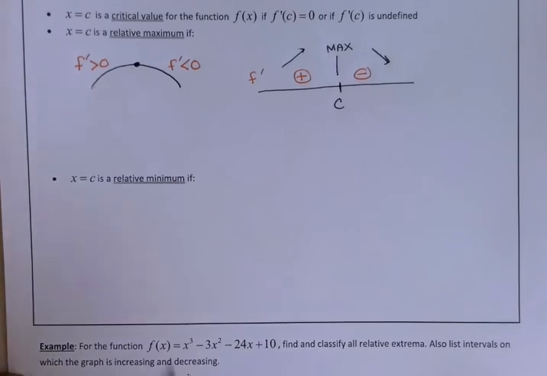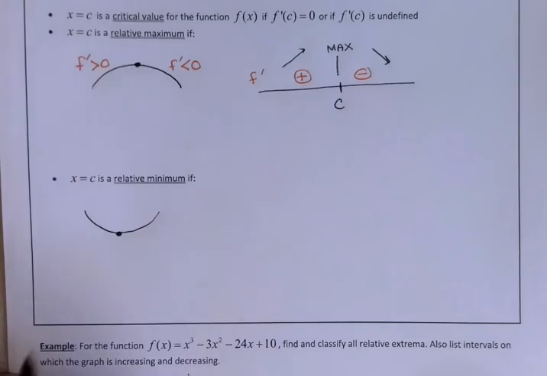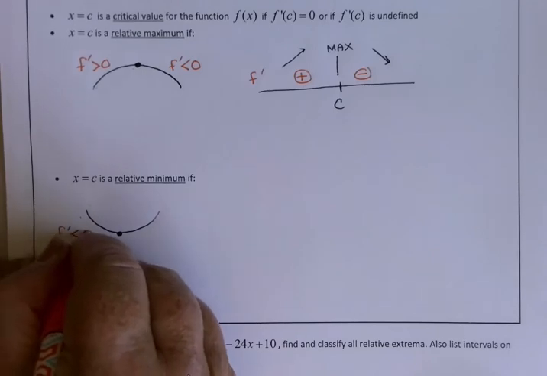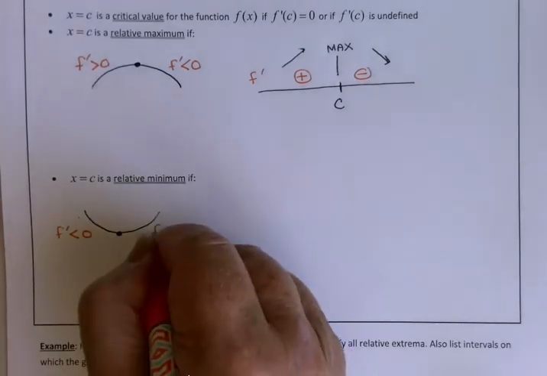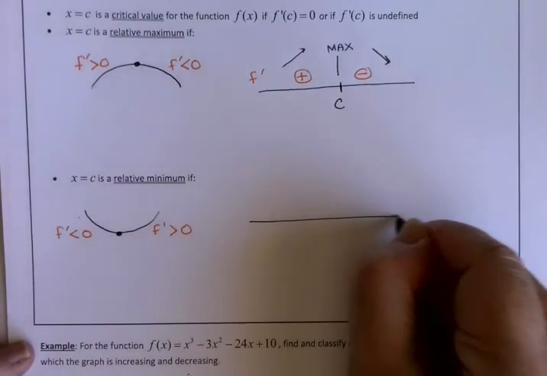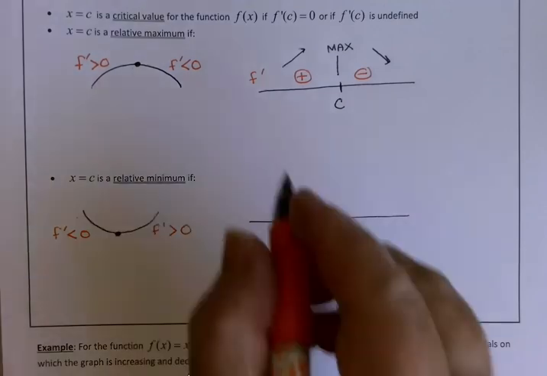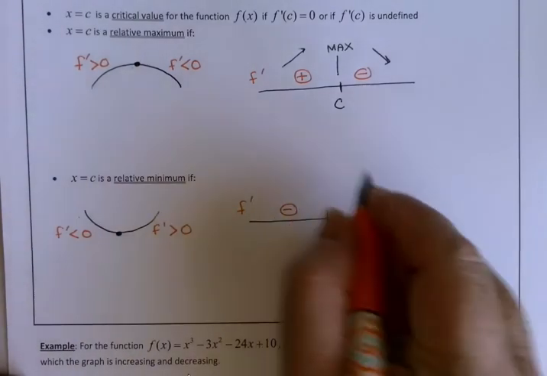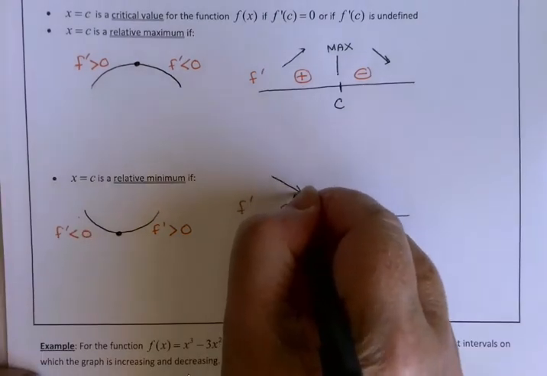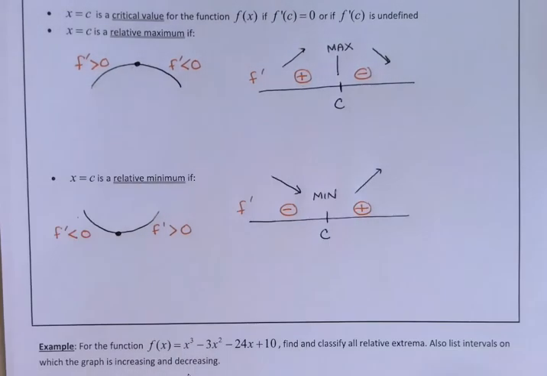Our critical value, x equals c, would then be a relative minimum if the left side is downhill, so f prime would be negative on that left side, and then uphill, so f prime would be positive on this side. And again, we'll typically do that as a little diagram. We put our critical value c on the number line, and if we have a first derivative that's negative on this side and positive on that side, so downhill or decreasing, uphill or increasing, and we have a minimum at c.